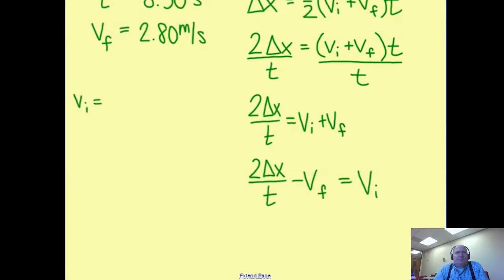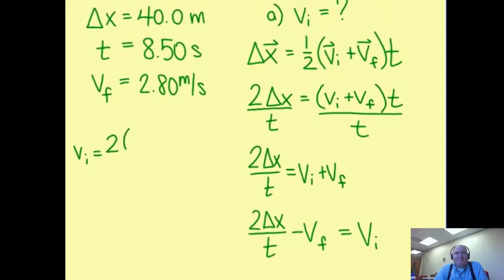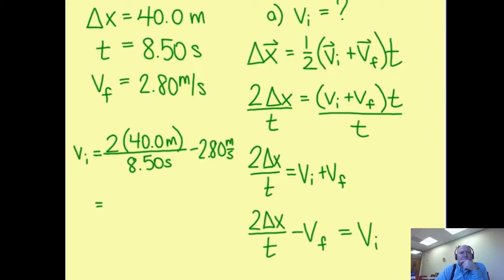So V initial, what we're looking for, is 2 times the displacement, and once again, that displacement is equal to 40 meters. So 80 divided by 8.9 divided by the time. Minus 2.8 is about 6.2. Minus that final velocity, 2.8 meters per second. Plug all that into your calculator, and you should find that the initial speed is 6.61 meters per second.